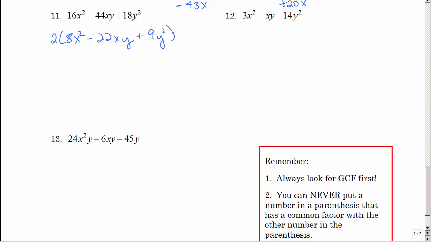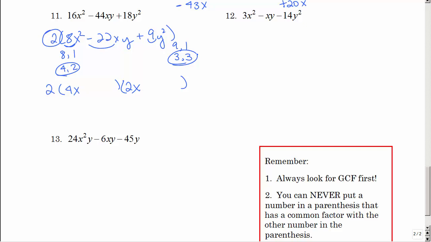And we've already talked about how we deal with that x and y. Well, those are a little bit smaller. So now we're looking at 8. So we have 8 and 1, or 4 and 2. 9 is 9 and 1, or 3 and 3, and we need a negative 22 in the middle. Don't leave out your 2. So again, I'm going to start with the smaller numbers.